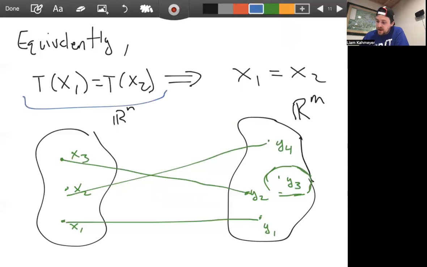It's saying, well, if x1 and x2 map to the same point, then x1 and x2 had to be the same point, right? That requirement is what it means to be injective. Now, let's see what it means to be surjective.